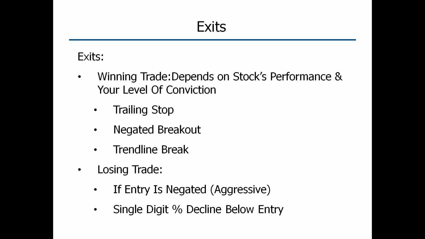Now, you get out of a losing trade if the entry is negated. If you're really aggressive and you have low conviction in the idea and you're just putting the idea on because you see the pattern or you see something, there's a reason why you're doing it, and it doesn't really go in your favor, if you get in early, as we discussed, you're buying support, you're stepping up and buying when most people are not, then you have a very clear, logical area to exit with very, very small risk. Now, that's a more aggressive approach. The other way is a single-digit decline below your entry point.